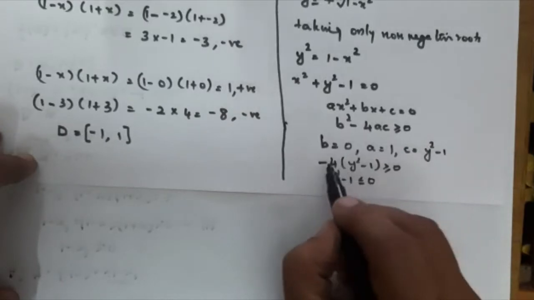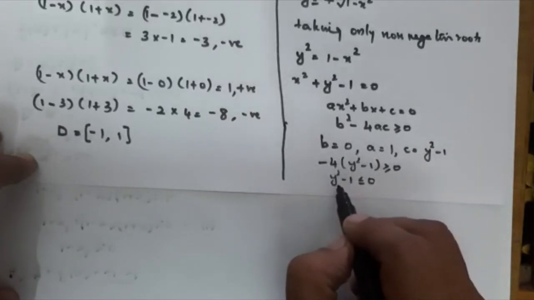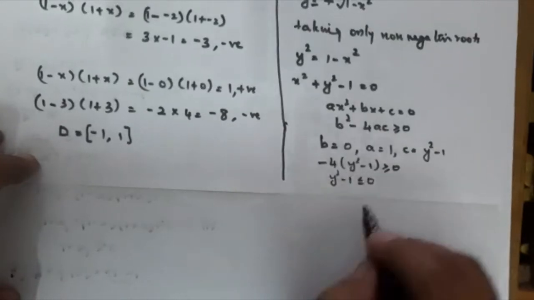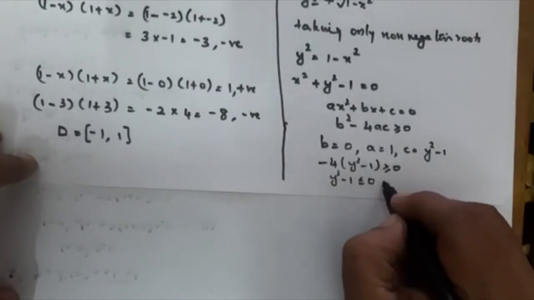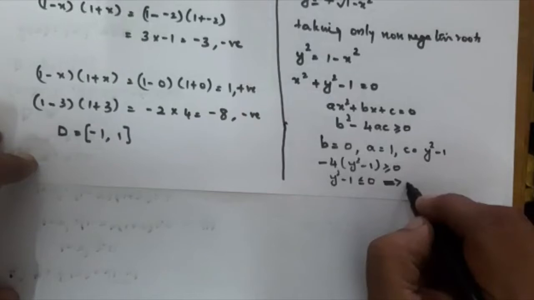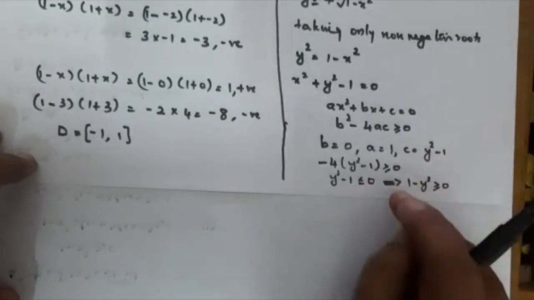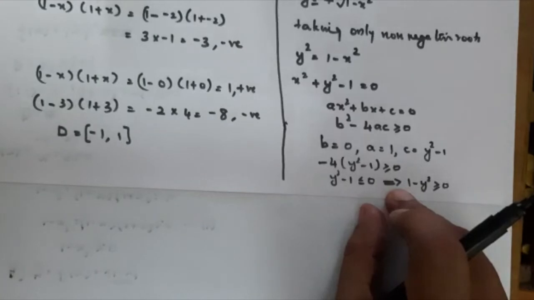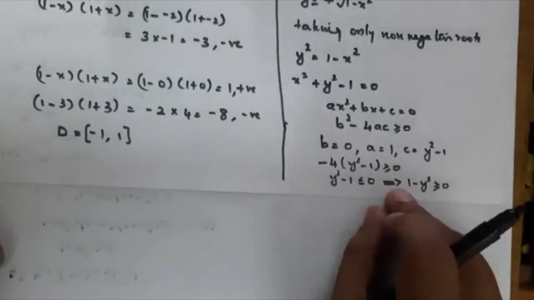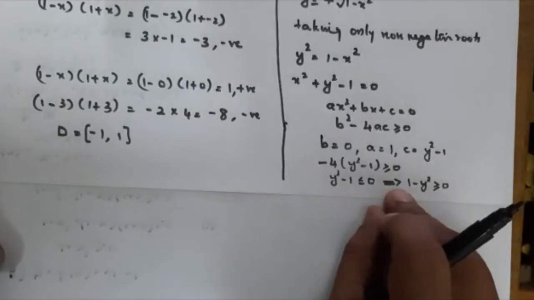Only then will this product of minus 4 and this be greater than or equal to 0. y square minus 1 less than or equal to 0 implies what? 1 minus y square is greater than or equal to 0, which is equivalent to the case of the domain. When 1 minus x square should be greater than or equal to 0, what about x? x should belong to the closed interval minus 1 to plus 1.